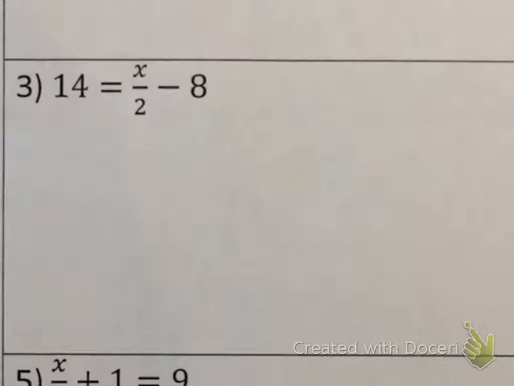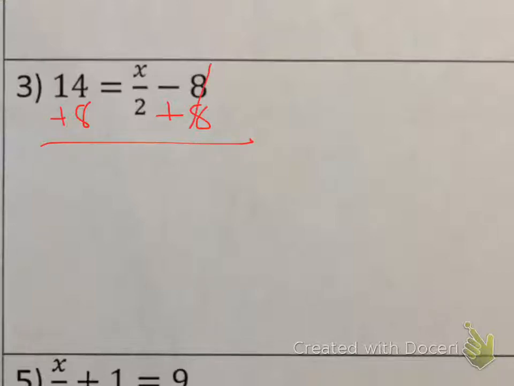All right, this one looks a little bit harder because it has a fraction in it, but that's okay. We're going to treat it the same way. I just like to mark what's directly attached to the x, which is that divide by 2. So I'm going to forget about it for a minute and deal with this minus 8 over here because I got to get rid of it first. So how do I get rid of a minus 8? Well, to get rid of a minus 8, I do the opposite, which is add 8. So I'm going to add 8 to both sides.